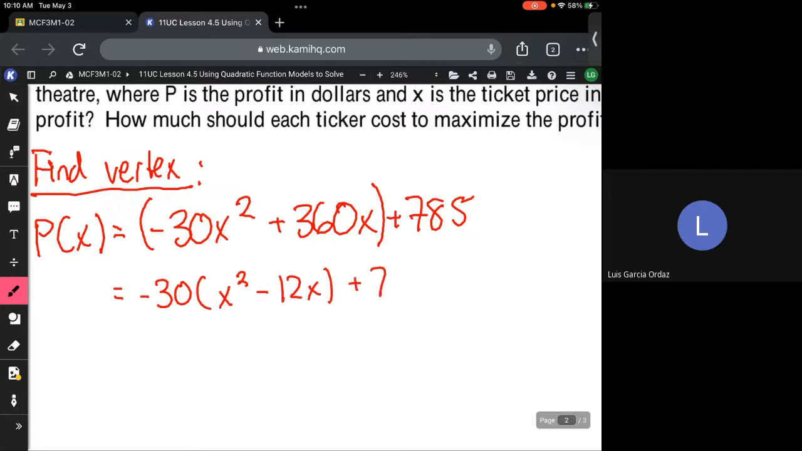plus 785. So what's the next thing that we need to do? Rita? So we need to add in the k now. Yeah, we have to add in the k after. So we divided by negative 30 because we always want x squared to be positive.